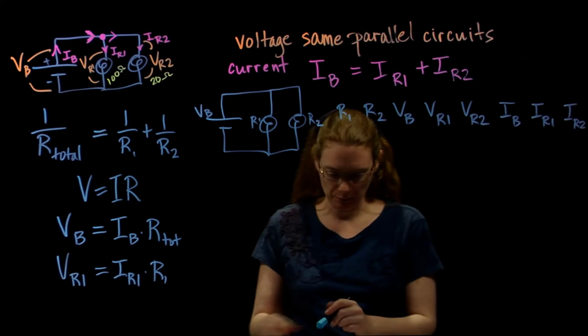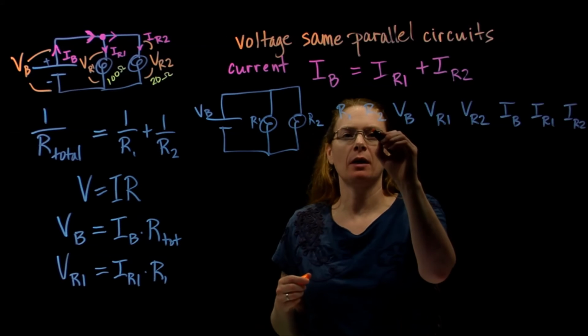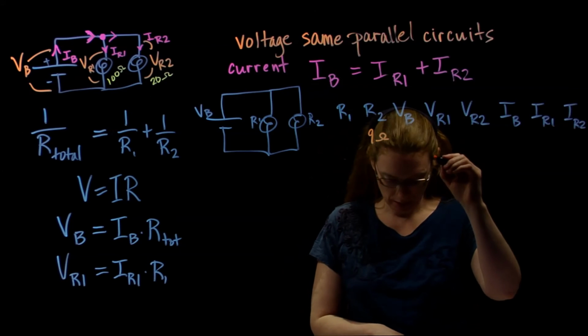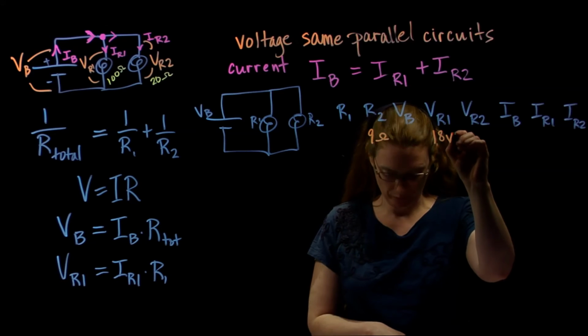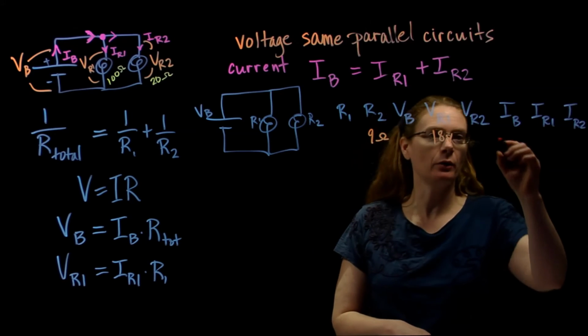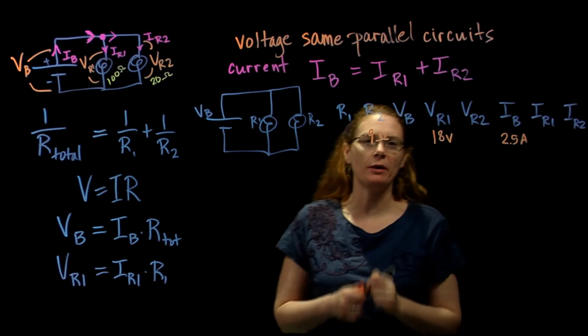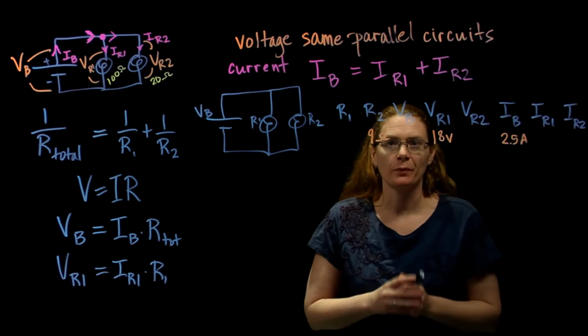All right, what am I going to give? In this case, I was given that R2 was 9 ohms, and VR1 is 18 volts. And the current through the battery is 2.5 amps. All right, so that's what I'm given. I want to fill in all the others.